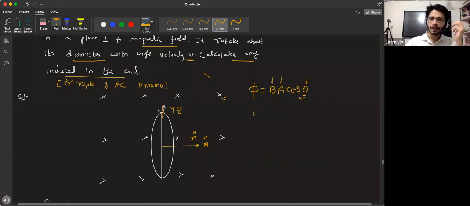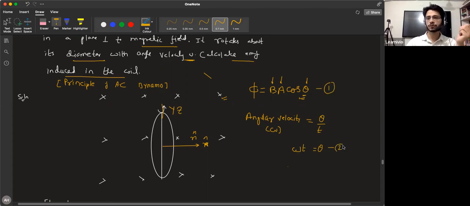Now, we can write angular velocity in terms of angular displacement also. So omega is the angular velocity. You can write that angular velocity omega is equal to angular displacement divided by time. Or you can say that your angular displacement is angular velocity multiplied by time. Let's call this equation number 1, and this equation number 2.